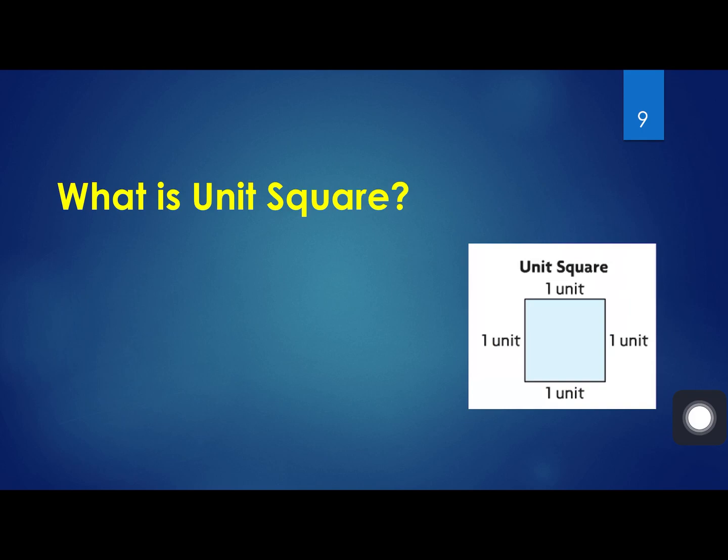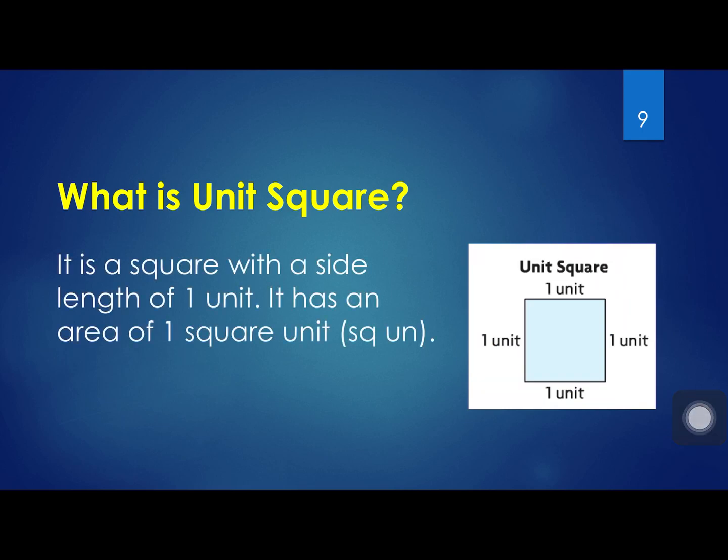Now, what is a unit square? If you're confused, don't worry. A unit square is a square with a side length of 1 unit. It has an area of 1 square unit. So this is 1 unit, 1 unit, 1 unit, 1 unit all around. This is a unit square. Okay?